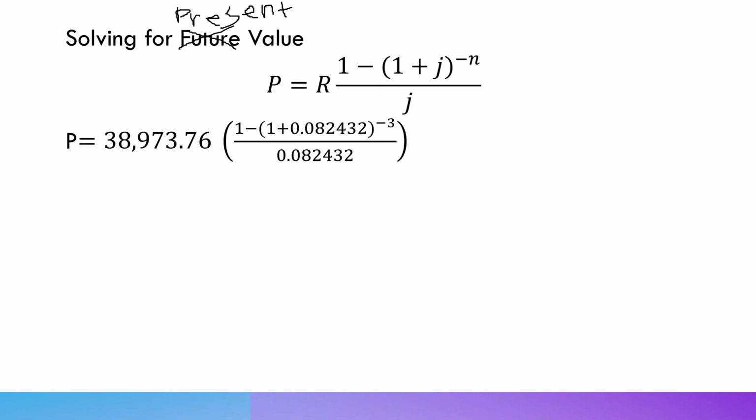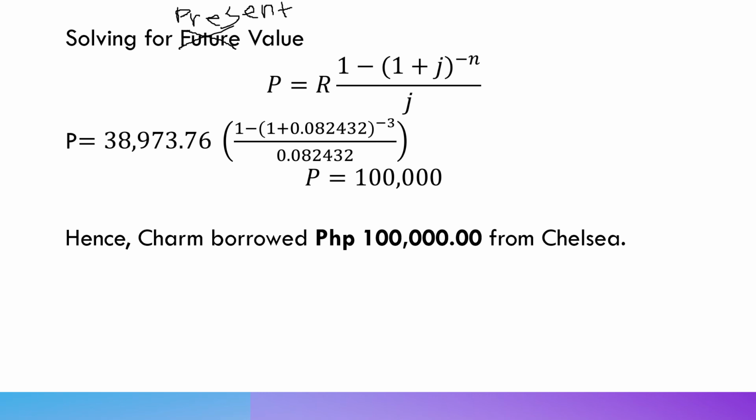By substitution, we have P is equal to 38,973.76 times the product of 1 minus (1 plus 0.082432) raised to the negative 3 because of 3 years and his payment, which is once a year. So this is 3 times 1, therefore 3. All over 0.082432. Next is, by computing all of this, we come up with 100,000. So therefore, Charm borrowed 100,000 from Chelsea.